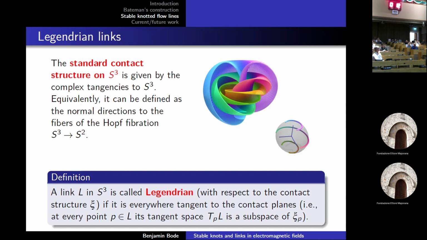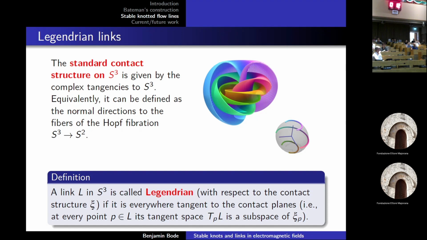And maybe a bit more intuitive is if you look at the Hopf fibration from S3 to S2, you look at the normal directions to the fibers of the Hopf fibration. So any point on the 3 sphere will lie on a unique fiber, and the contact plane will be the normal directions with respect to the round metric on the 3 sphere.